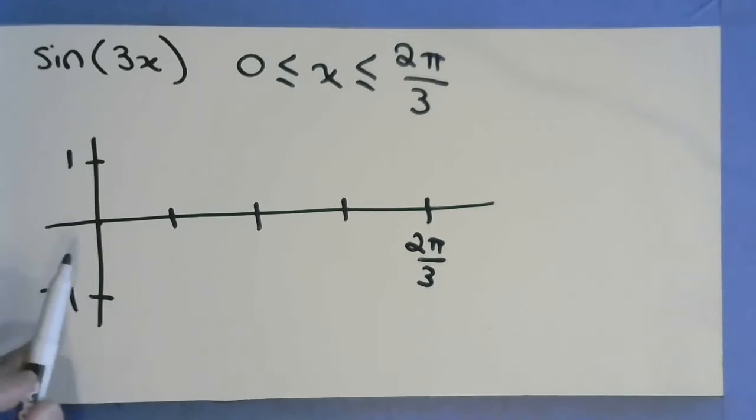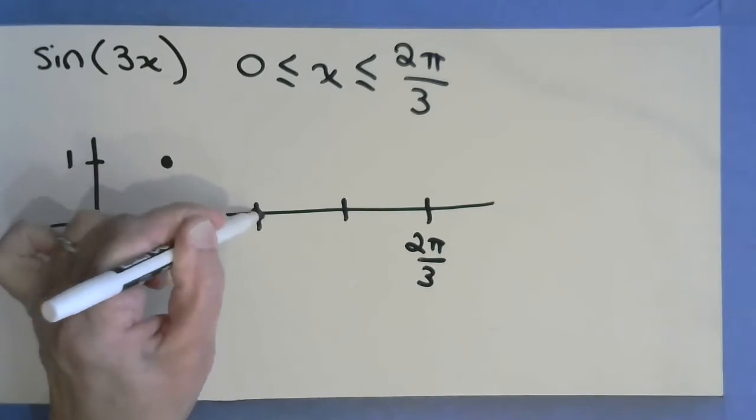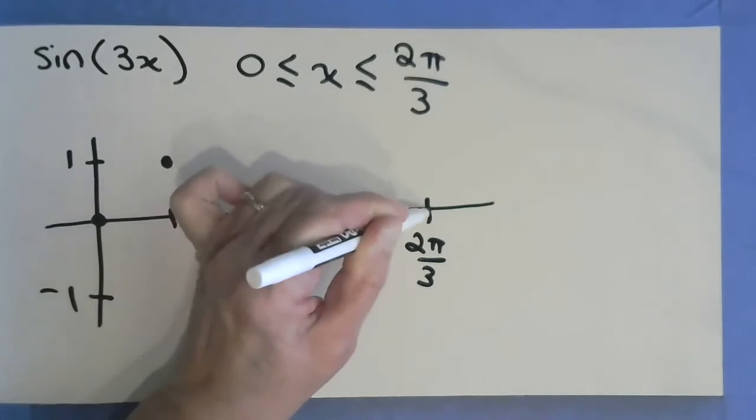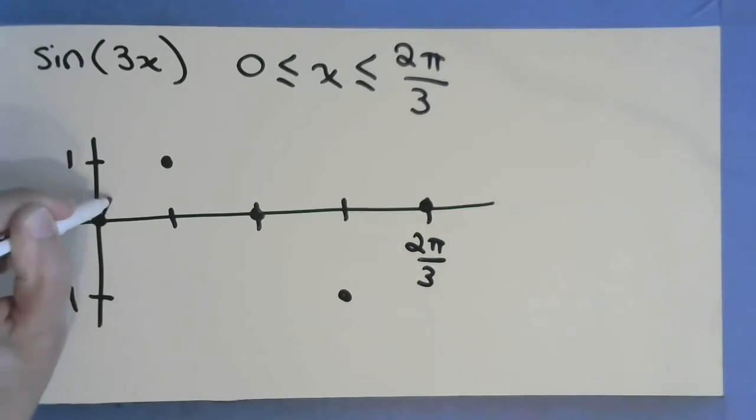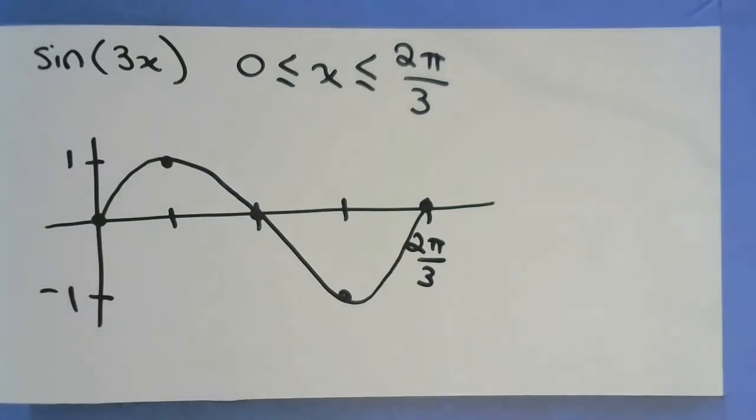So now that we have our mark down, we place our 5 key points, 0, 1, 0, -1, 0, and we connect the dots. Nice curves, just like that.